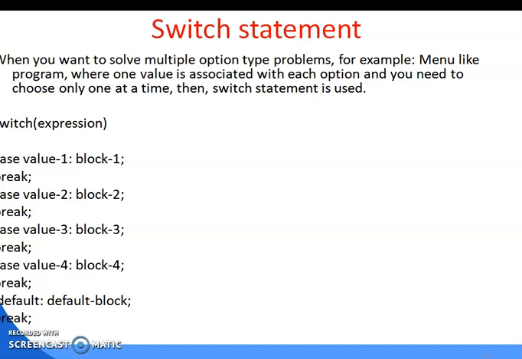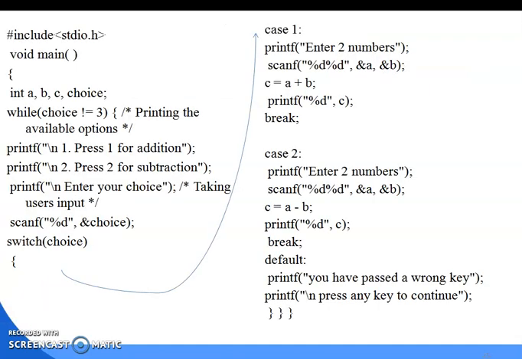Switch expression, case value 1, block 1, break, case value 2, block 2, break, case value 3, block 3, break, case value 4. This is the syntax, and last is the default choice. What is the syntax of this switch statement? Next is void main, int a, b, c, choice, while choice not equal to 3, printing the options: printf press 1 for addition, 2 for subtraction. These are the statements used here.